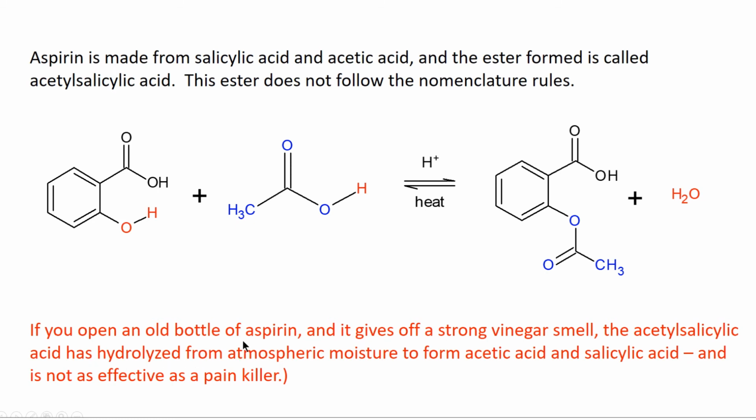If you open an old bottle of aspirin, so a few years ago, you found you bought some aspirin, it's still sitting in there. If you smell vinegar, so vinegar, if you remember from, I don't know, slide 3, it was a long time ago, right? Vinegar is ethanoic acid. So if you open that bottle and you smell that vinegar, you're smelling the ethanoic acid, which means this guy has degraded. See the double arrow goes back and forth. This guy has reversed back into ethanoic acid and salicylic acid, which means it's no longer going to be very effective, so not a good idea to use it.